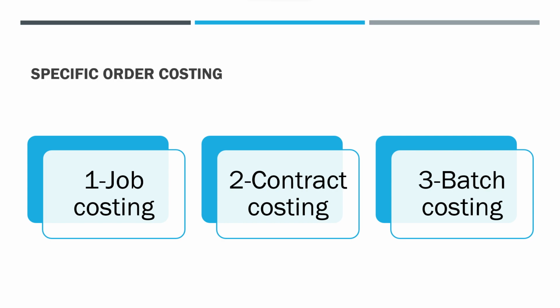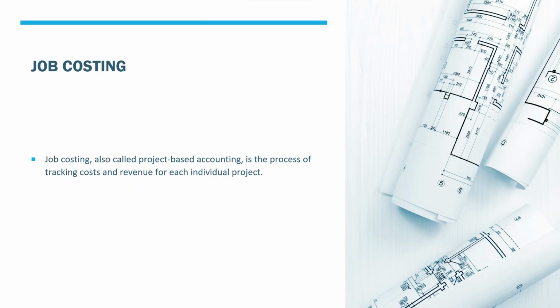Job costing, 2. Contract costing, 3. Batch costing. Let me quickly explain each of these concepts for better understanding. Job costing, also called project-based accounting, is the process of tracking cost and revenue for each individual project. Job costing looks at each project in detail, breaking down the costs of labor hours, materials, and overhead.